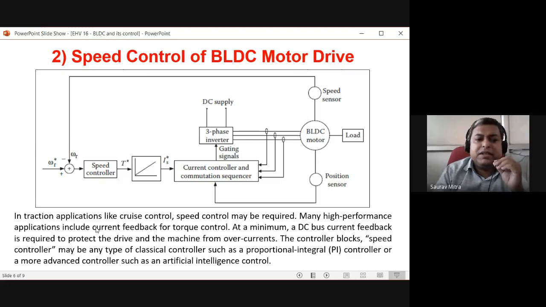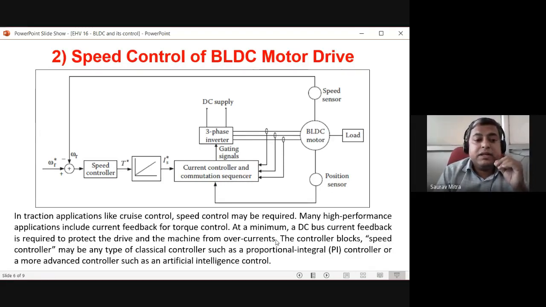In a traction application like cruise control, we are not driving, my hand is off the steering, so speed control may be required. It's an automatic kind of control, so it's a cruise control. Many high performance applications include current feedback for torque control. At a minimum, a DC bus current feedback is required to protect the drive and the machine from overcurrents.